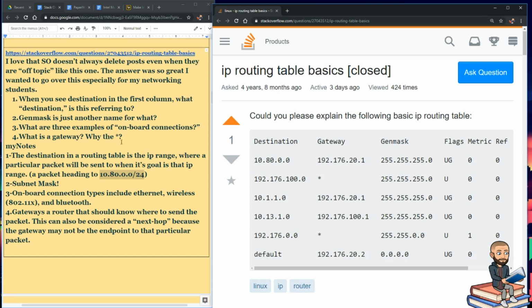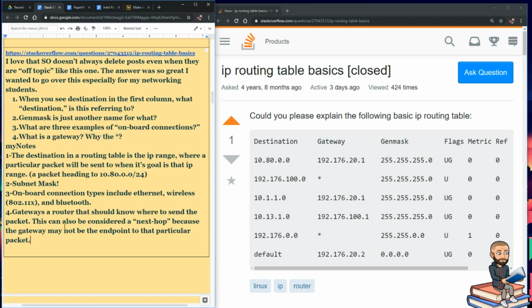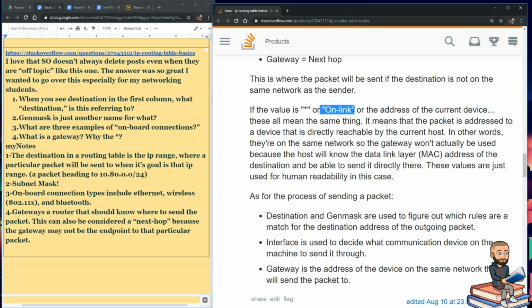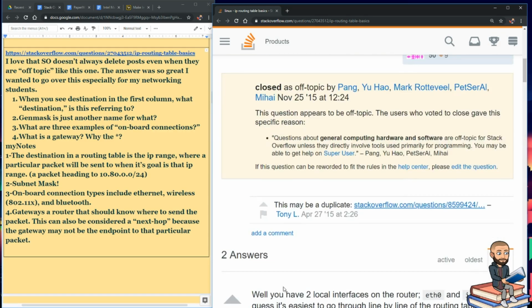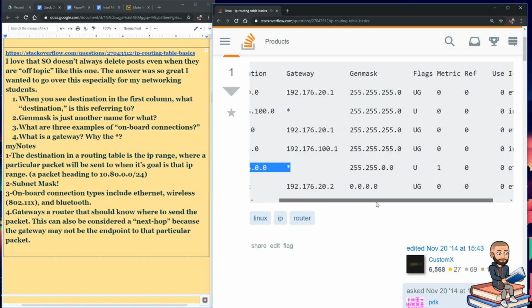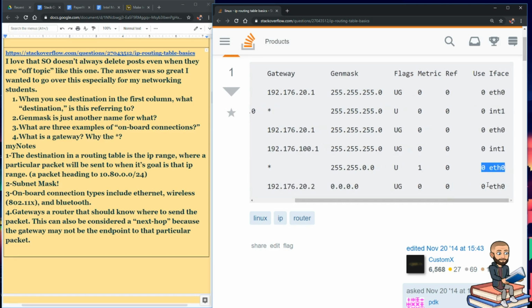So the last part of the question I need to answer is just what's a star? And sometimes it won't be just a star. This guy says you might see the word on-link, or you might literally just see the IP address of the current device. That star, when I read it, I kind of read nowhere. Like if something is headed for this IP range, it needs to be sent to no gateway, no router, because there's an interface here that connects to the host that packet is looking for. So just go out this port and you'll get to the computer you're looking for.